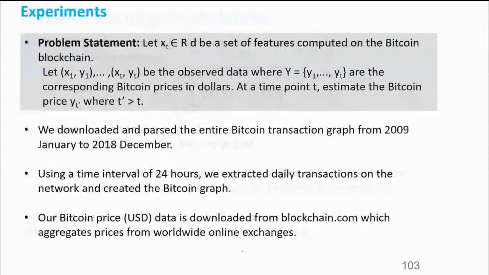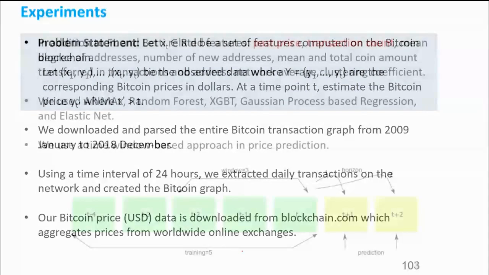So in the experiments, what we do is we take a set of features computed on the Bitcoin blockchain, and we are trying to estimate Bitcoin price for a horizon, similar to what we did in Ethereum. However, in Ethereum, we were predicting anomalies. Here, we are predicting the Bitcoin price directly. Our data comes from our own installation. We download and parse the entire Bitcoin transaction graph, and we use a 24-hour window and create daily transactions on the network and create daily Bitcoin graphs. We use the USD price for the Bitcoin in our price prediction.